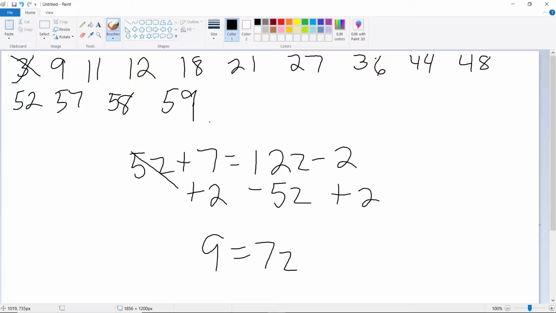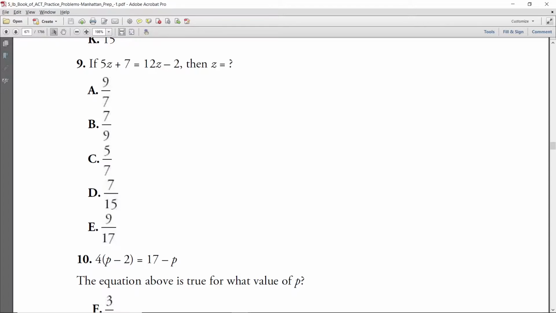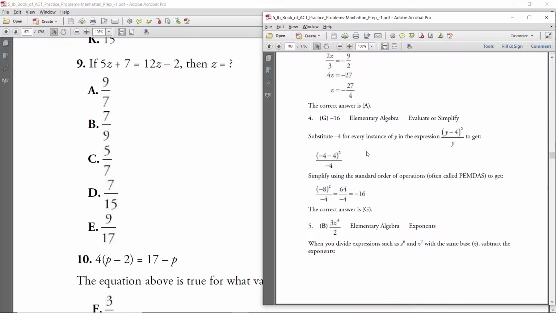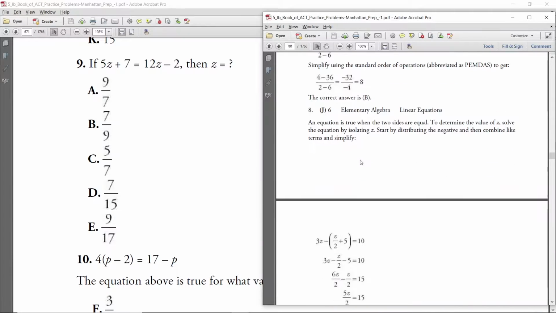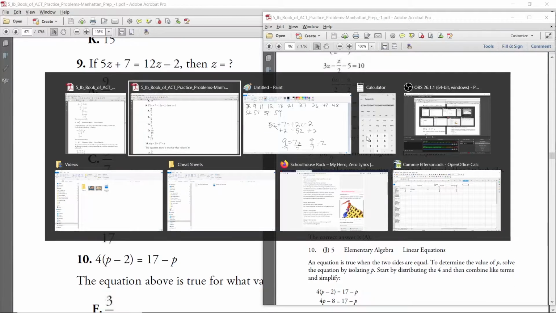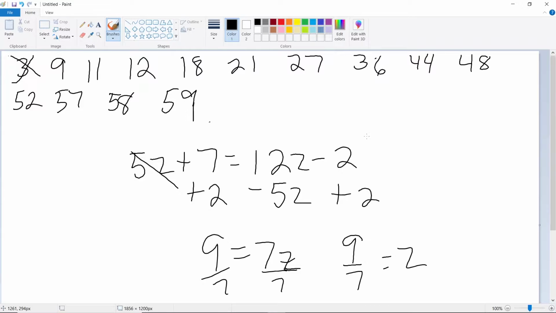And if we divide both sides by 7, we get 9/7, it's supposed to be a z there, equals z. So that is answer choice A, 9/7. And we'll double check it here on our answers. 9/7, we got it right. Oh, hooray. Now, you can't check it when you're working them, but you can check it right afterwards.